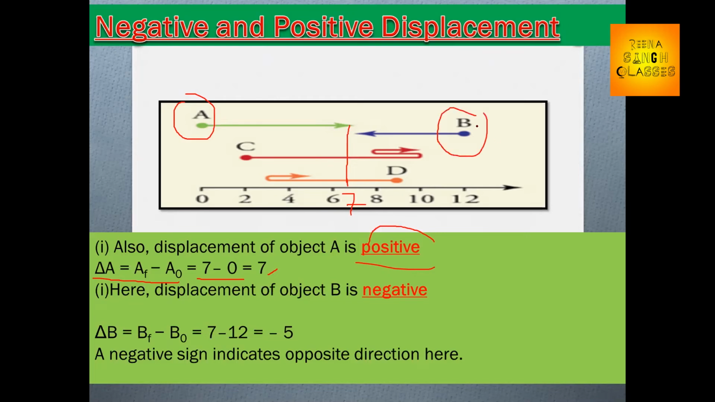Now, second object, that is B. It is moving towards left, so its displacement is negative. What is its initial position? It started from 12. What is its final position? Again, it comes at 7. So in this case, the final position is 7 and the initial position is 12. So we get minus 5. So in this case, the displacement is negative. Negative sign indicates opposite direction here.